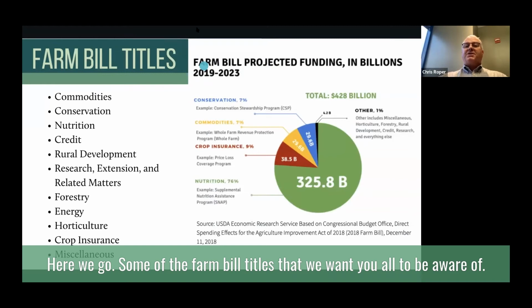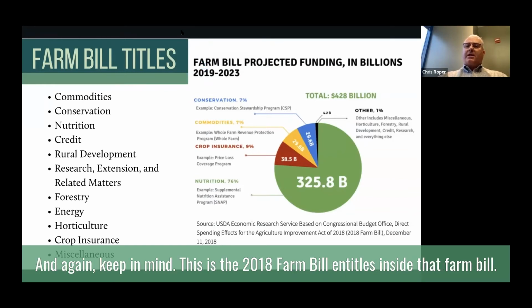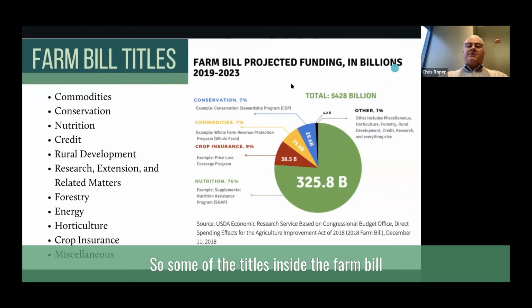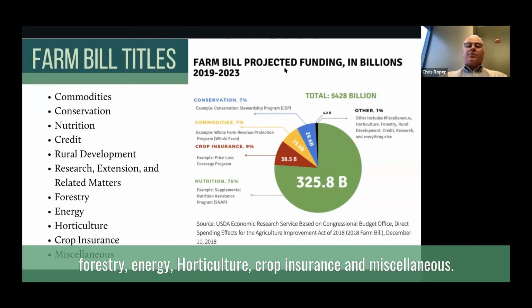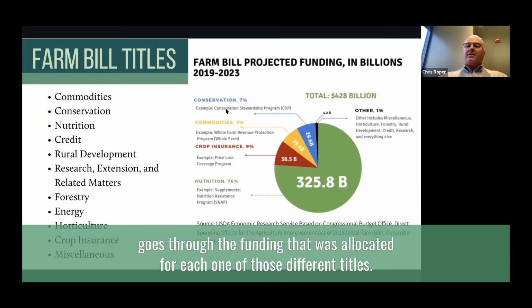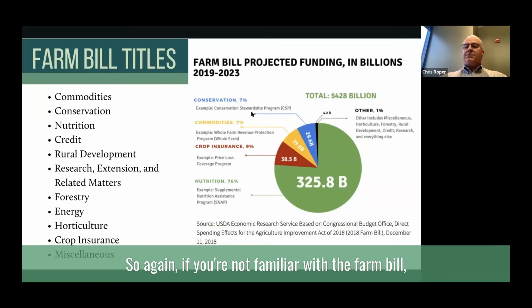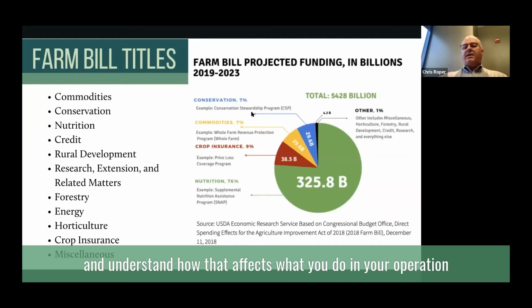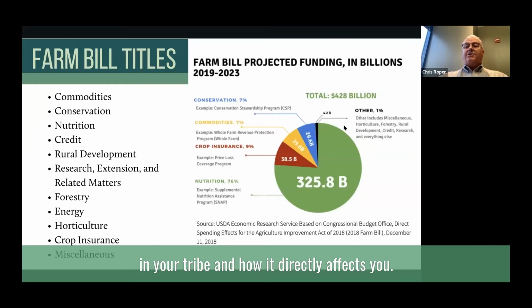Here we go. Some of the Farm Bill titles that we want you all to be aware of. And again, keep in mind, this is the 2018 Farm Bill and titles inside that Farm Bill. So some of the titles inside the Farm Bill consist of commodities, conservation, nutrition, credit, rural development, research, extension, related matters, forestry, energy, horticulture, crop insurance, and miscellaneous. And you can see the chart on the right goes through the funding that was allocated for each one of those different titles. So again, if you're not familiar with the Farm Bill, please take a minute and review that and understand how that affects what you do in your operation, in your tribe, and how it directly affects you.